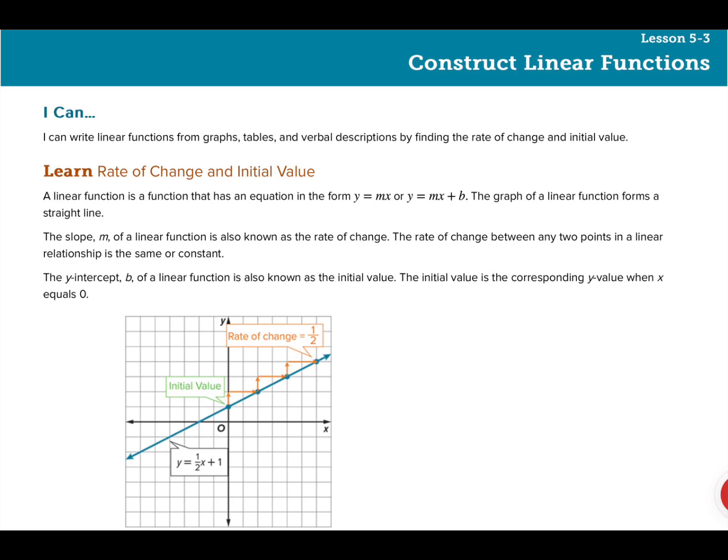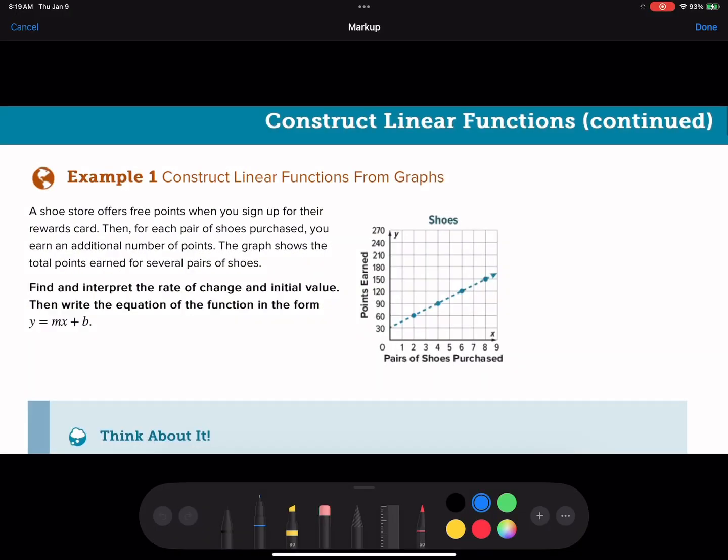The y-intercept, b, of a linear function is also known as the initial value. The initial value is the corresponding y value when x equals 0. All right, so today we've got to find these equations. In example 1, we need to construct functions from graphs.